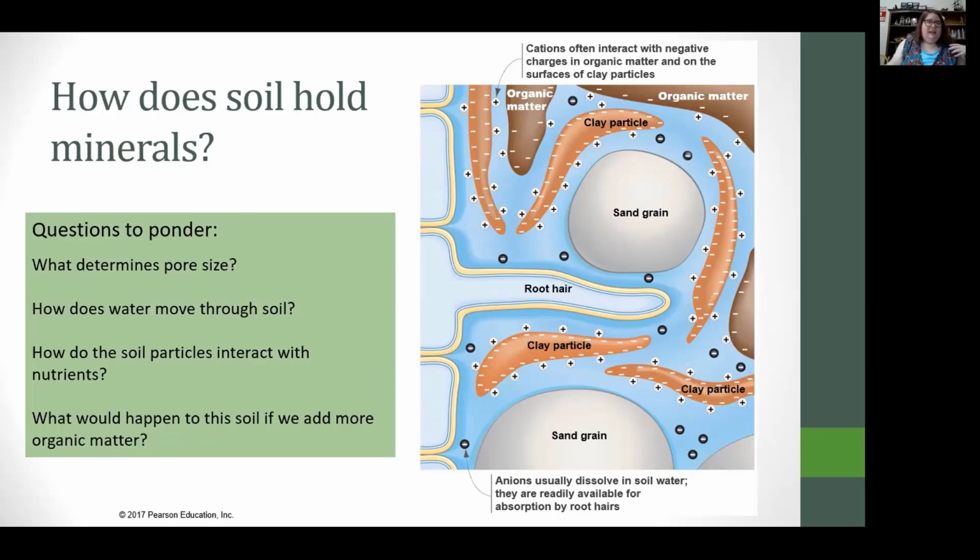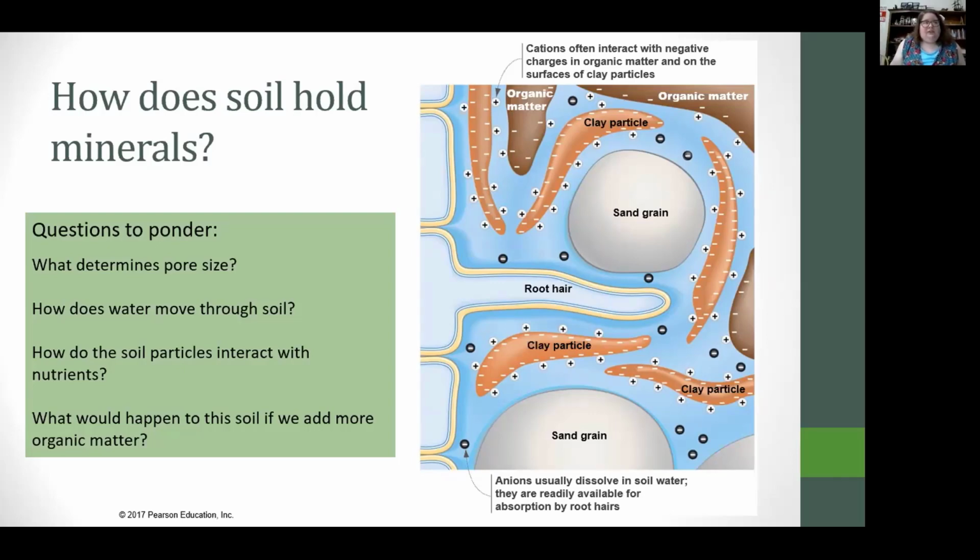You'll notice the same little negative charges on the organic matter. And even more importantly, some forms of organic matter can have positive charges too. Where you have those positive charges on your organic matter, it can hold things like nitrate or phosphorus or sulfur, which are negative ions. So having organic matter in there is actually going to give you that advantage.